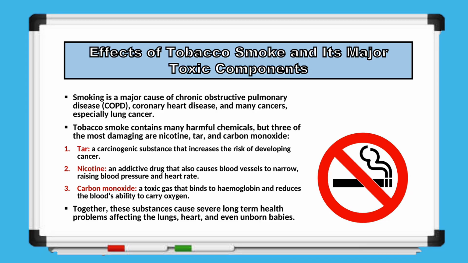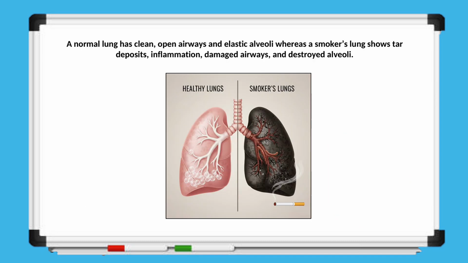A normal lung has clean, open airways and elastic alveoli, allowing efficient gas exchange and easy breathing. In contrast, a smoker's lung shows tar deposits, inflammation, damaged airways, and destroyed alveoli. As shown in the diagram, healthy lungs appear light pink and clean, while smokers' lungs are discolored, often gray or black due to tar accumulation. In healthy lungs, the airways are open and alveoli remain elastic. In smokers' lungs, inflammation and tissue damage reduce elasticity, making breathing more difficult and lowering the efficiency of gas exchange.